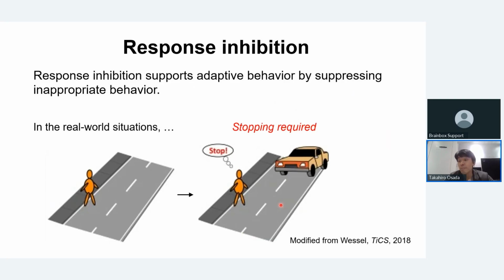Okay, so the third part, response inhibition. Response inhibition supports adaptive behavior by suppressing inappropriate behavior. In a real-world situation, imagine you were crossing the street. When you notice a car coming, you need to rapidly stop actions, even after the initiation of actions. You stop stepping into the street. That is response inhibition.